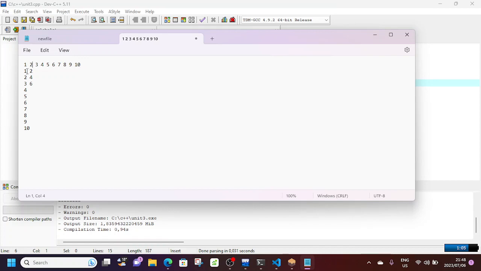We are now having to say, what is 1 times 2? It's equal to 2. What is 2 times 2? It's equal to 4. What is 3 times 2? It's equal to 6. What is 4 times 2? It's equal to 8. What is 5 times 2? It's equal to 10. What is 6 times 2?